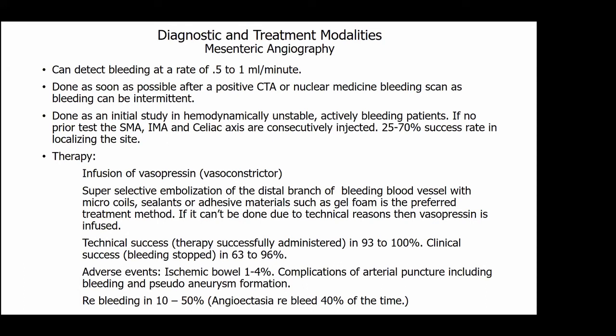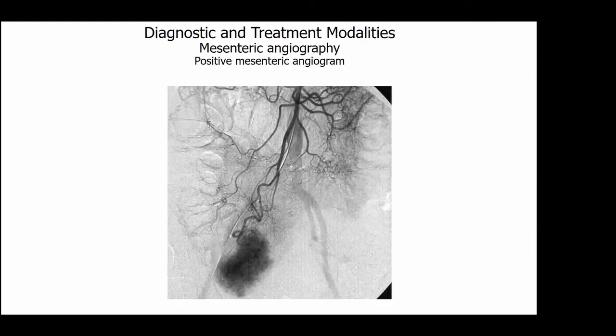And unfortunately, there is a significant rebleeding rate of between 10 and 50%. For example, angiocasia rebleeds 40% of the time. And this is an example of a wildly positive mesenteric angiogram. So now let's go through some illustrative cases.